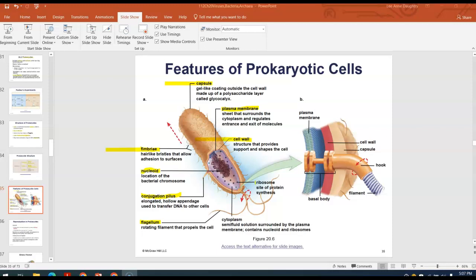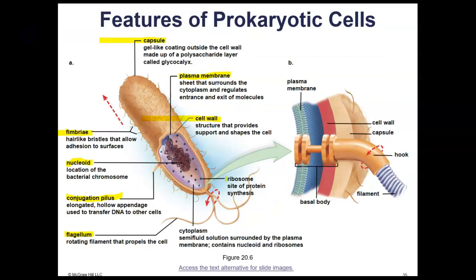We're still doing the Chapter 20 lectures, and this is where we left off on slide number 35. Pull it up. Okay, and we were looking at the structure of a typical bacterium, or really just any type of prokaryote, so it could be an archaea or a bacterial cell.